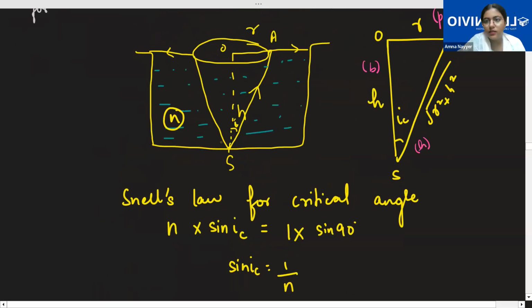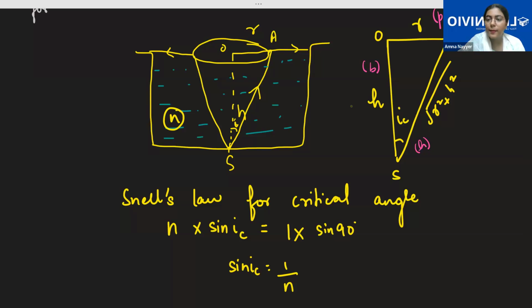Sine IC will be equal to base h by root of r square plus h square. What is sine theta? Sine theta is h by root of r square plus h square.